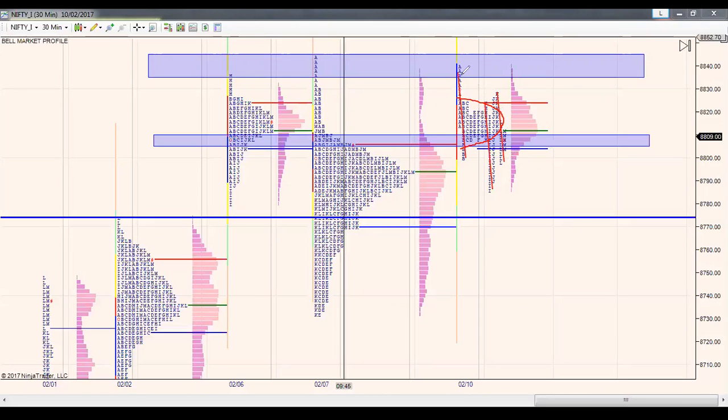Now what that means is that these sellers have failed to get lower value. That means somebody was taking the other side of their selling, and that buying may put all these sellers under pressure tomorrow. But that remains to be seen. We'll see if that happens tomorrow.